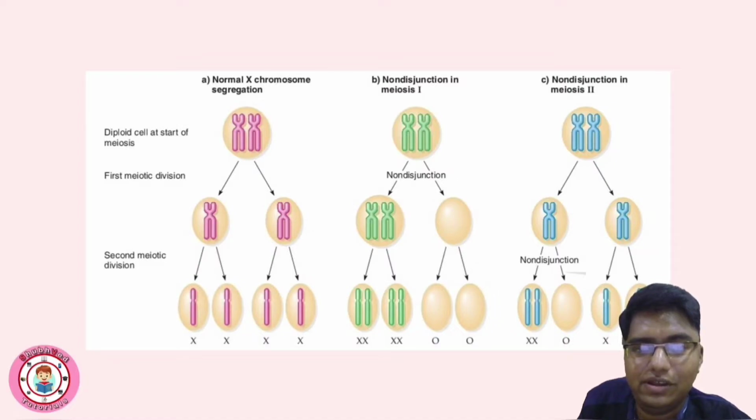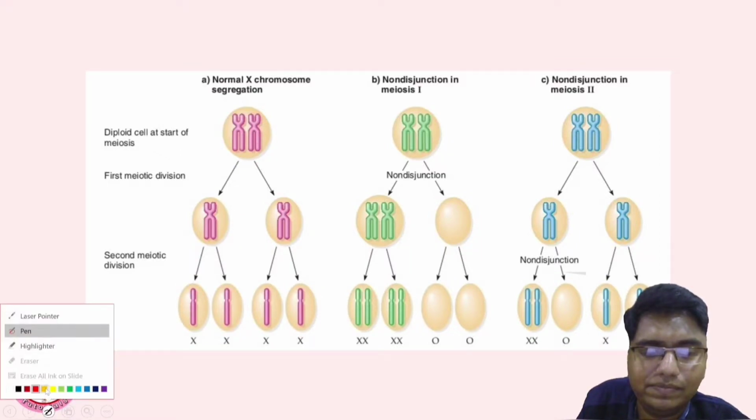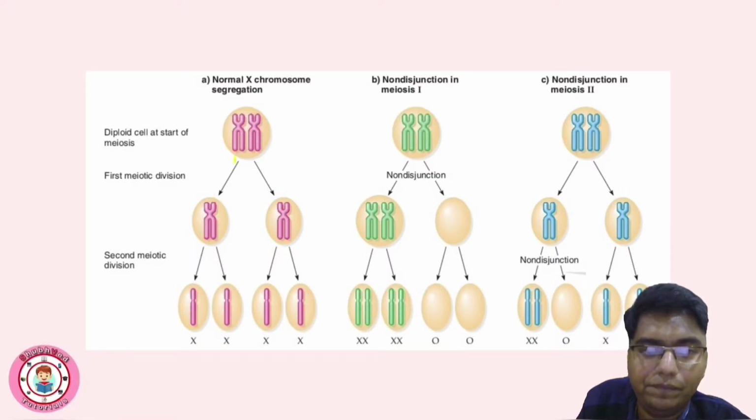This is the picture. In normal chromosome segregation, we see X chromosomes here. These two are the X chromosomes. Now they get segregated in the first meiotic division, going into separate cells, and during the second meiotic division they get segregated again.